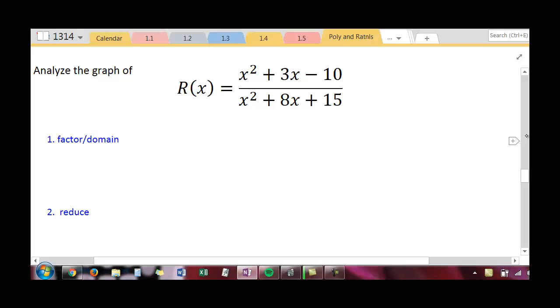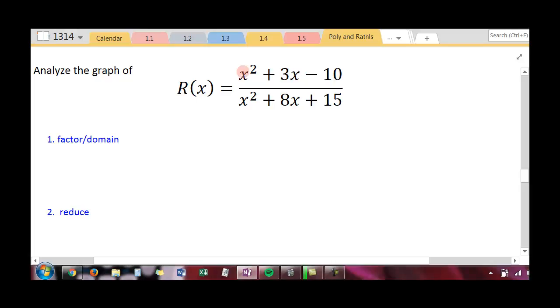This last example we're going to look at, again, is going to ask us to analyze the graph of this rational function right here. So you can see that I have a lot going on in both the numerator and the denominator. I have three terms. The numerator and the denominator are both quadratics, so let's go ahead and factor this particular function.